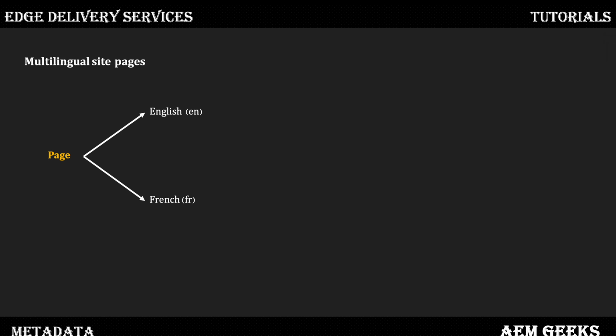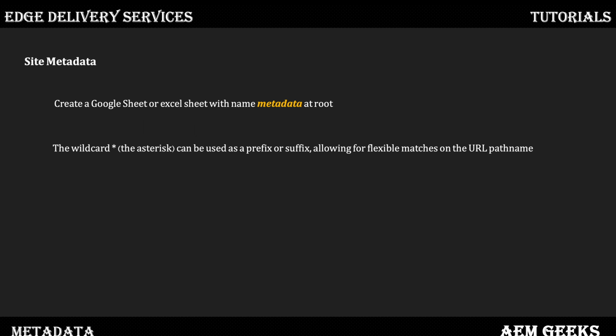So to add this locale or language to websites in Edge Delivery Services, I will use a concept called metadata or bulk metadata. I have already explained metadata and bulk metadata in detail in tutorial number 10. So please watch that. Only then would you be able to understand. So what I do is create a spreadsheet called metadata in the root, and inside that I will add two entries to add locale in those websites. I have already explained this in detail. Please go back and check that.